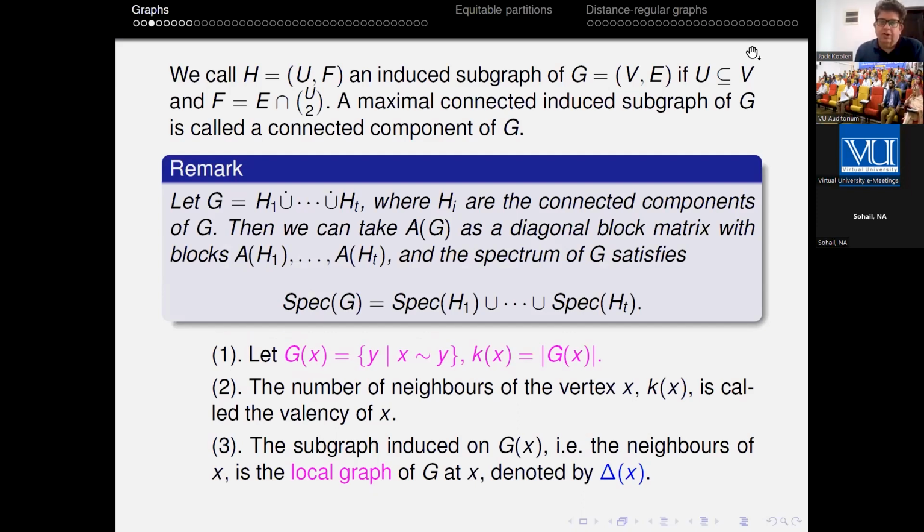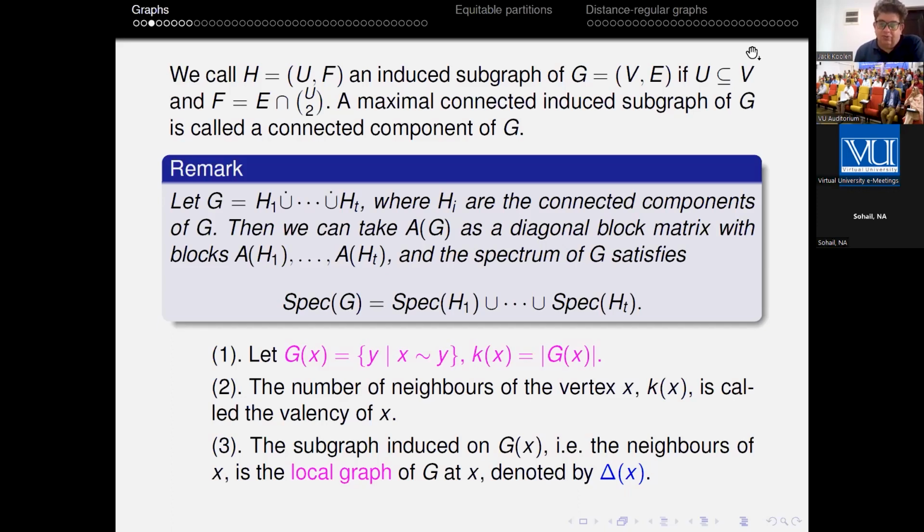We call it an induced subgraph if it's a subset U of the vertex set and all the edges that have both endpoints in U. So that is induced. For us, induced subgraphs are very important. And a maximal connected induced subgraph of a graph is called a connected component of the graph.